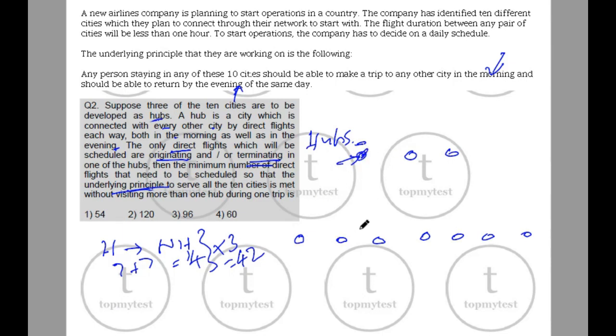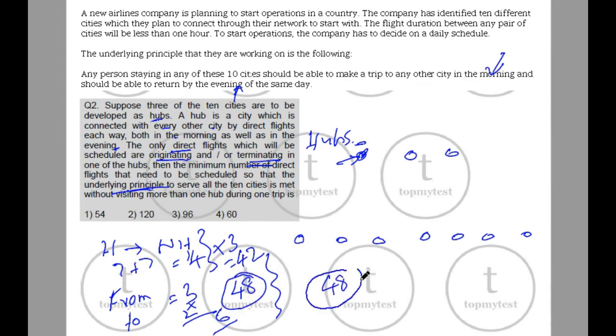Now let's see what is there between the hubs. Between the hubs, from would be 3, to would be 2, so that will be an additional 6 flights. So overall in the morning you need to schedule 48 flights. 48 flights in the morning, 48 flights in the evening, 48 into 2, 96 overall flights are required.